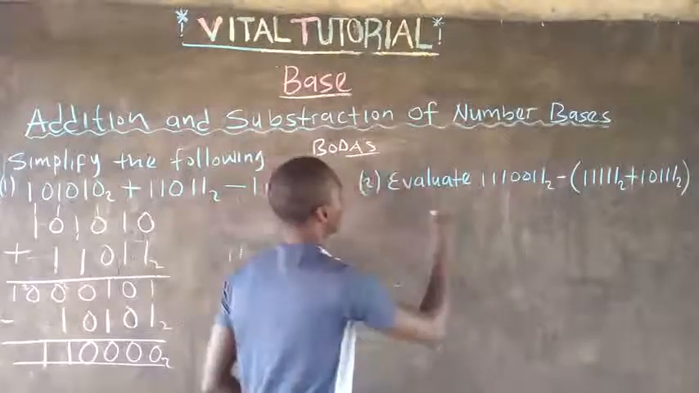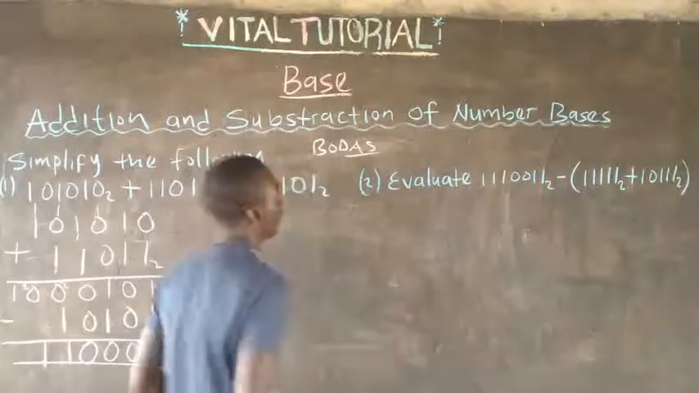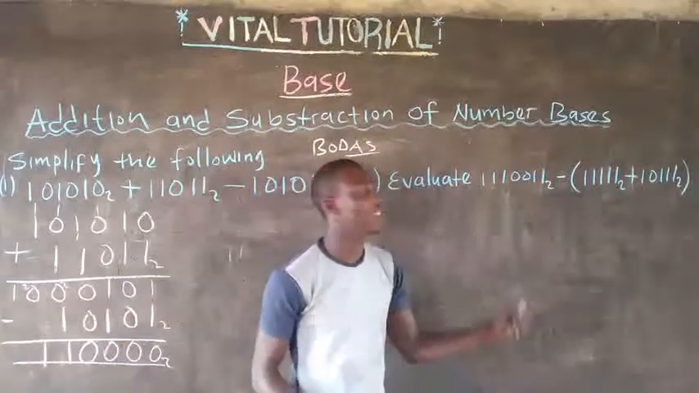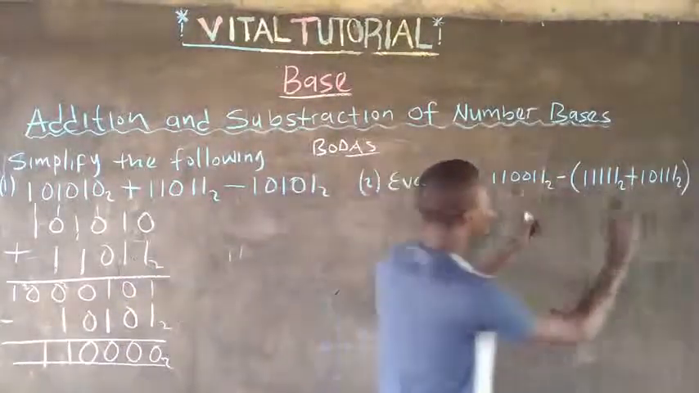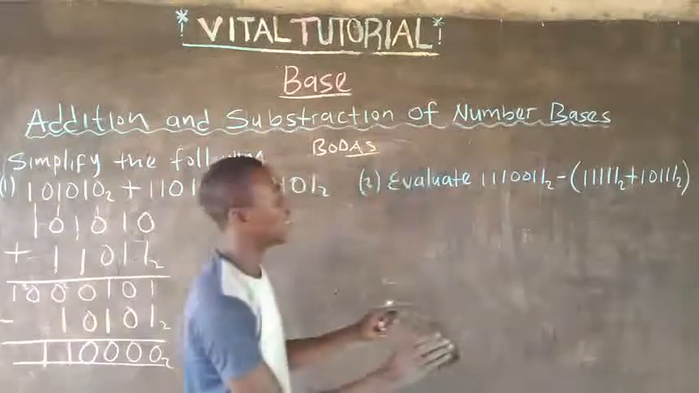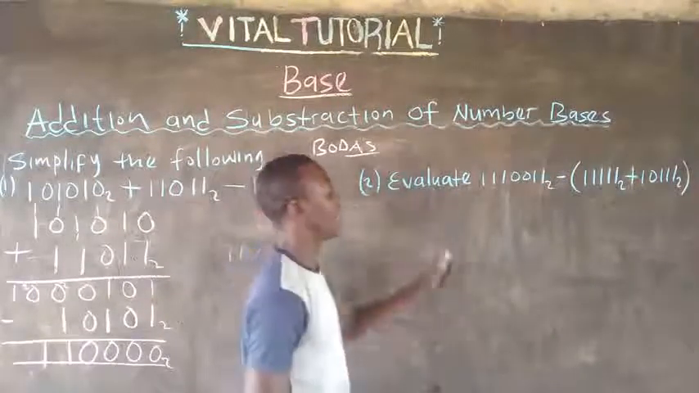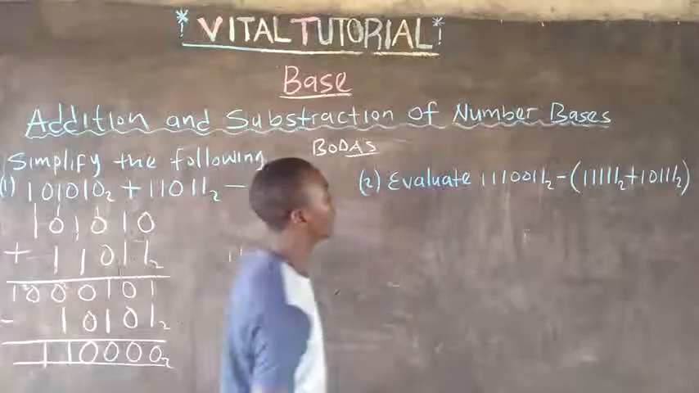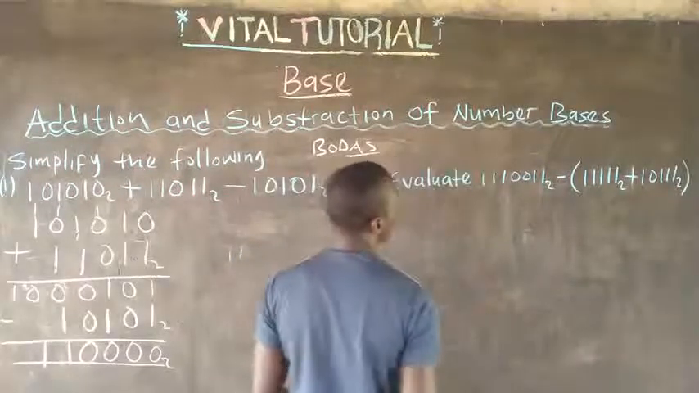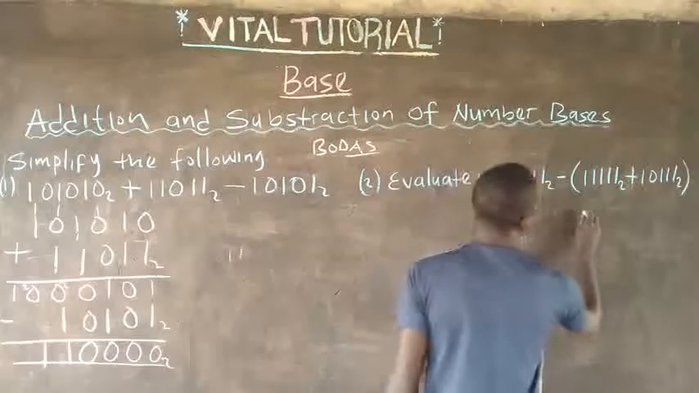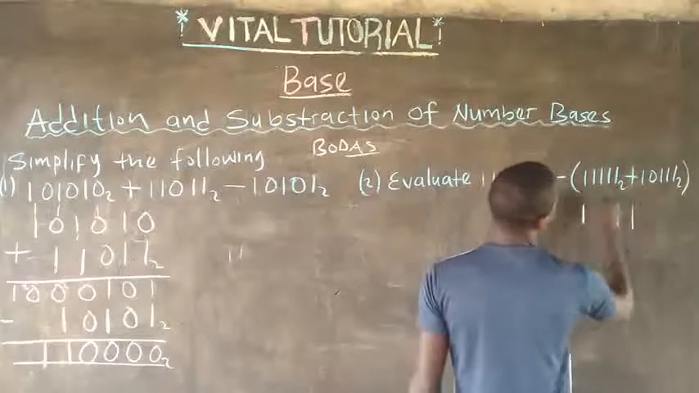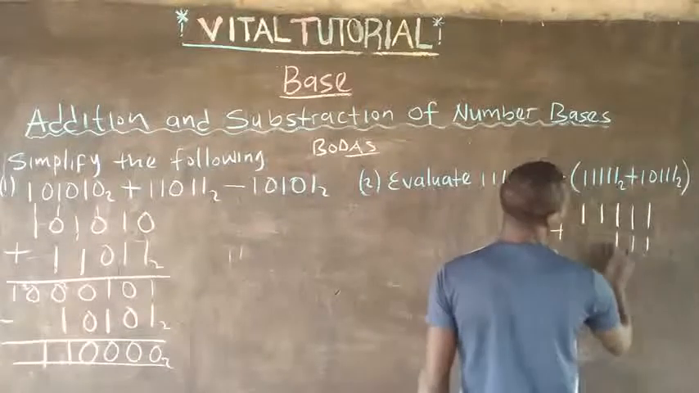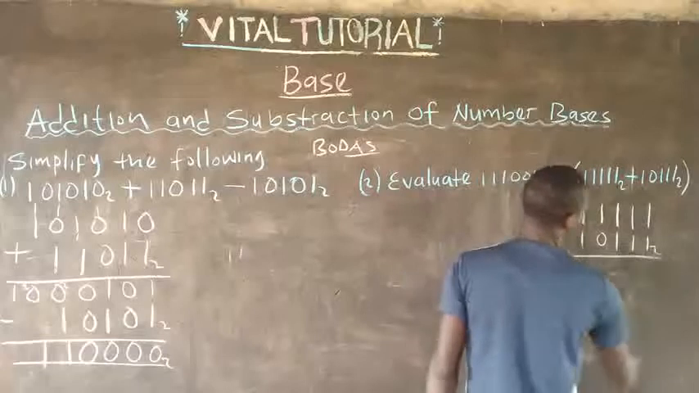So let's follow BODMAS. The first thing is the bracket, and you can see this involves a bracket. It means you have to figure out the numbers in the bracket first. You have to add this plus this together before you can do any other things. So let's go there. 1 1 1 1 1 plus 1 1 1 0 1, all in base 2.